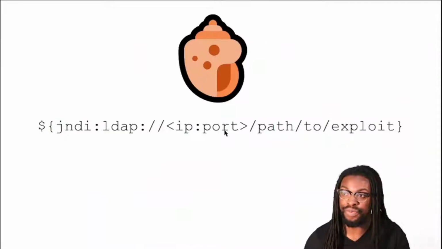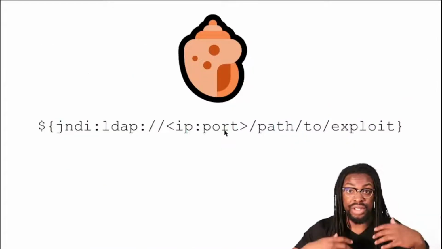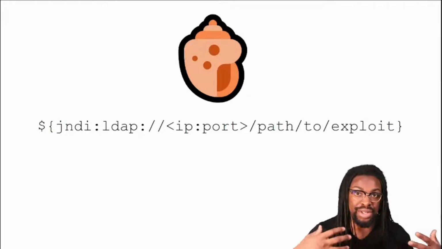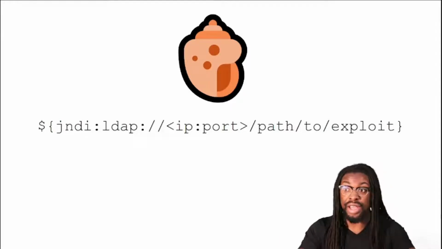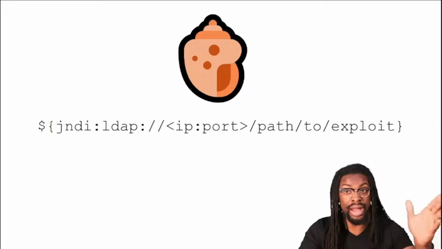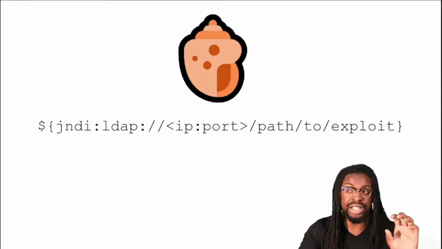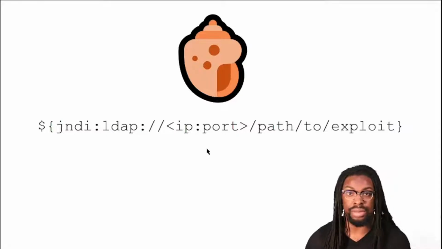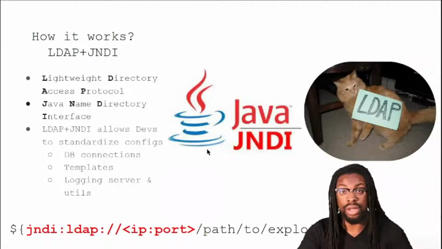And so, if you want to see the magical payload of what it takes to actually exploit Log4Shell, here it is. It is just the JNDI, LDAP, the location via the IP and the port, and the path to the exploit. And let's just take a deep dive and look in through it.